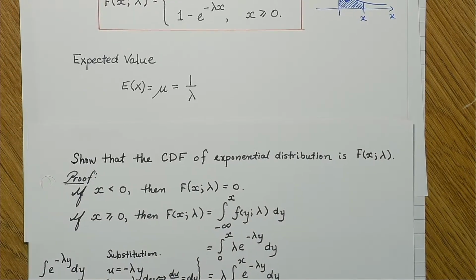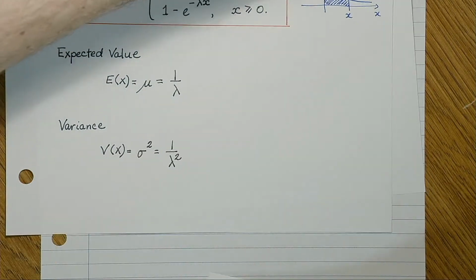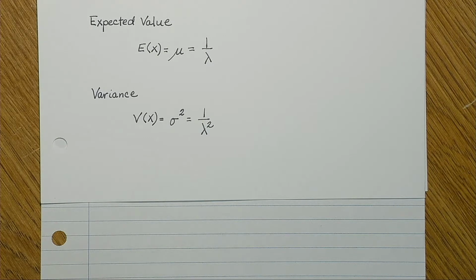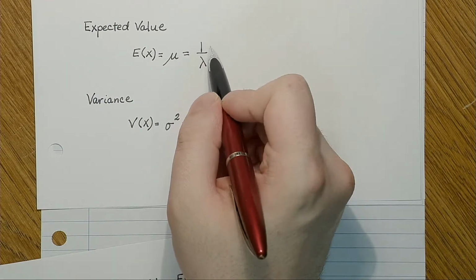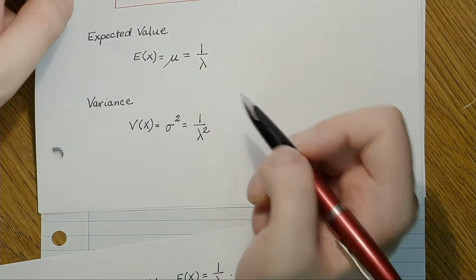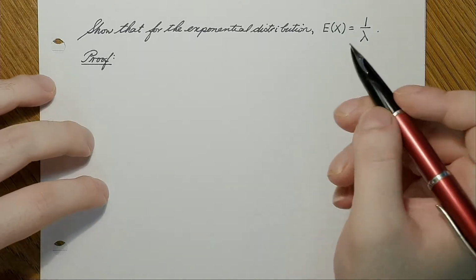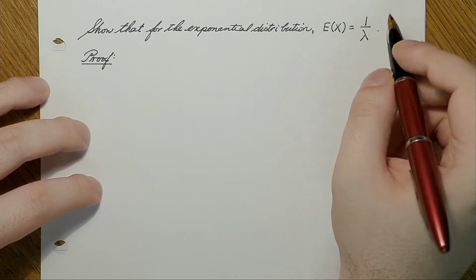So what's the next one that we're going to do? We're going to look at the expected value. We'll do the expected value and the variance. So what we need to show then is that for the exponential distribution, the expected value is 1 over lambda.